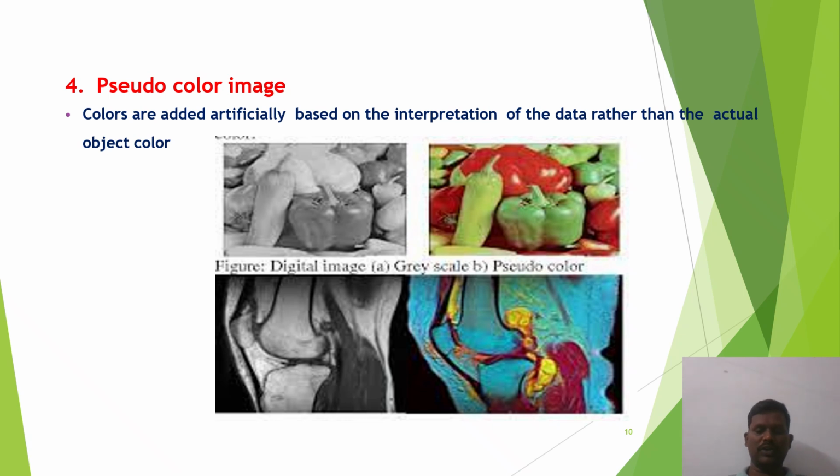The below figure is a knee picture of a person. Here you can differentiate different parts of the knee by adding colors. With that color, there is a significant difference from one portion to another portion.